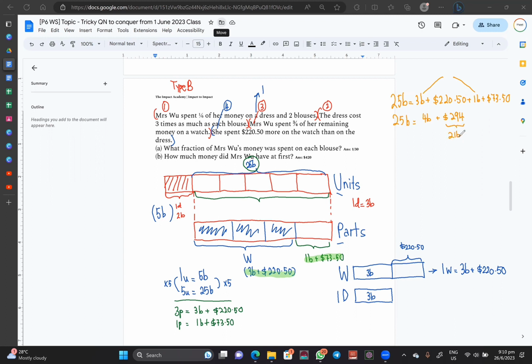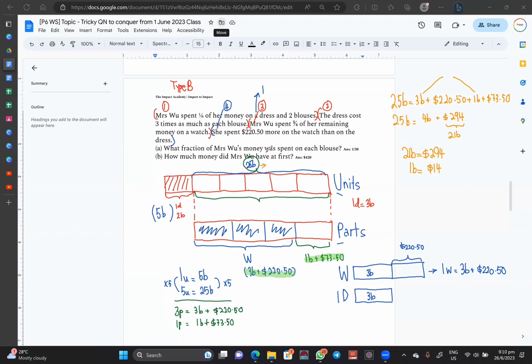How do I get 21 blouse? I did 25 blouse minus away 4 blouse, because 4 blouse plus how many blouses is equals to 25 blouses? It's 4 plus 21. So we can confidently say that 21 blouses equals to $294. I want to quickly find out the price of 1 blouse, and I know that that is actually equals to $14. Since I know 1 blouse is equals to $14, I can find out the cost of 25 blouses.